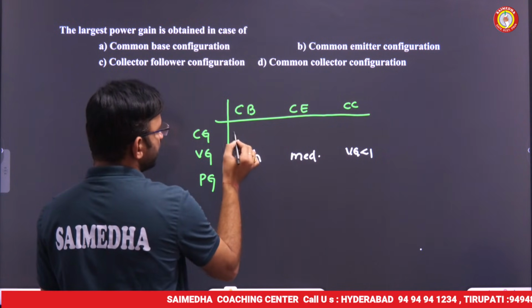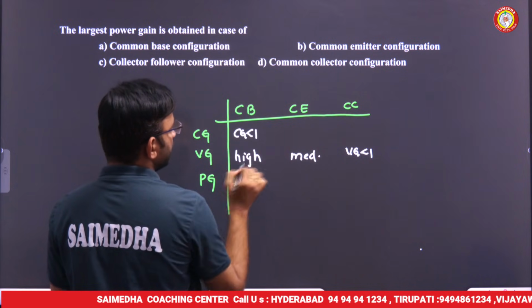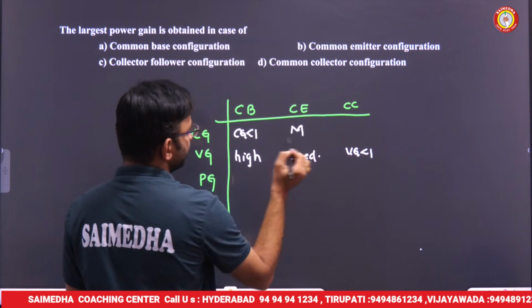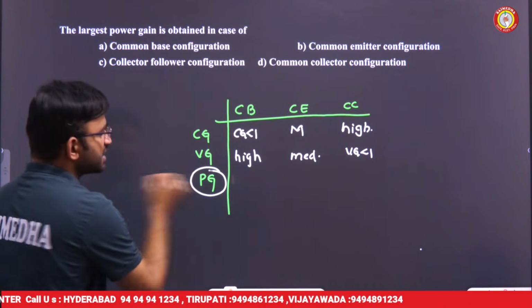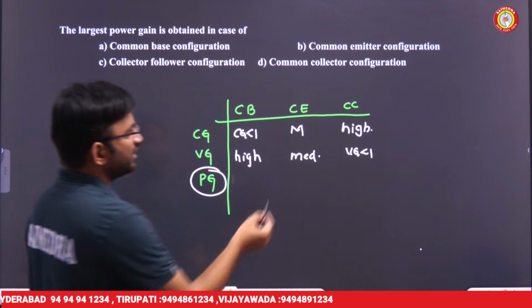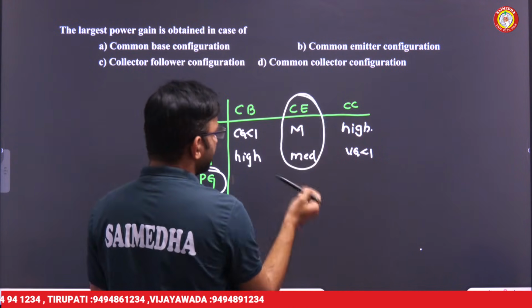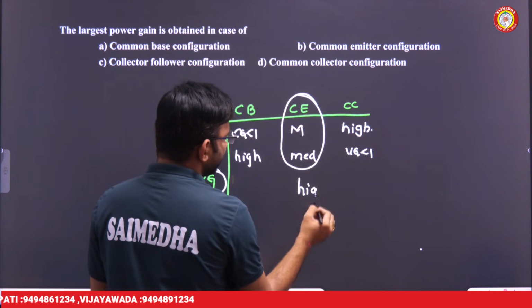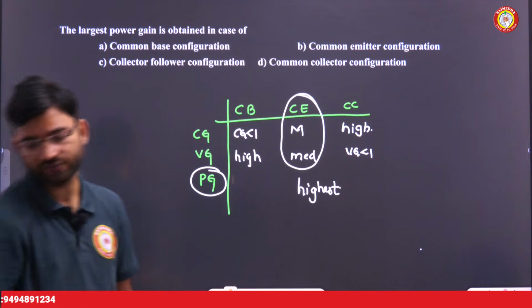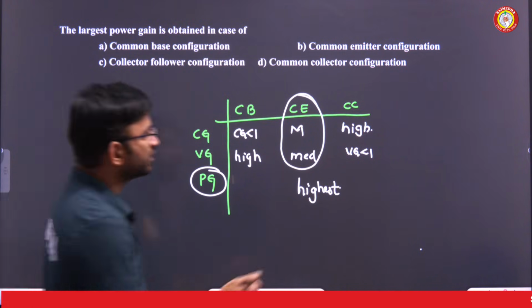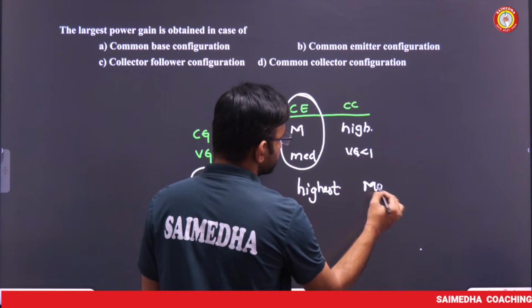Here in common base, current gain is less. In common collector, current gain is high. What about the power gain they are asking? Here in common emitter, both voltage and current gain are medium, so power gain will be the highest for the common emitter configuration. After that, moderate will be common collector.